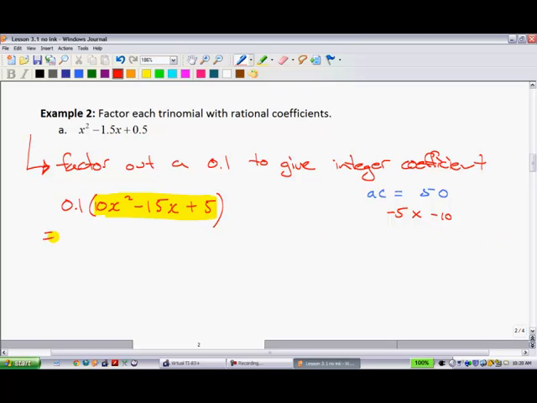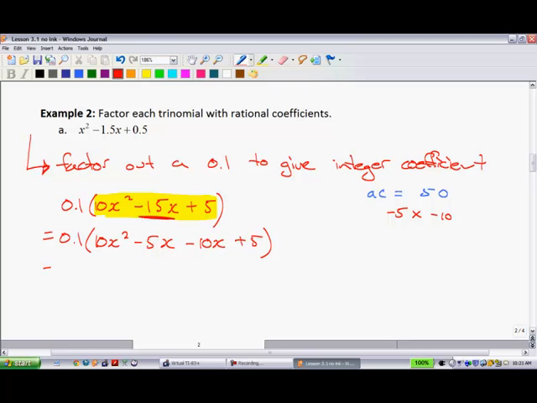Alright, so let's continue by factoring how we normally would. We just leave the 0.1 outside here. Now, if you recall from last year, we split up this middle term. So we're going to have 10x squared minus 5x minus 10x plus 5. It makes no difference what order you put those middle two terms in. It could have been the other way, that would have been just fine.